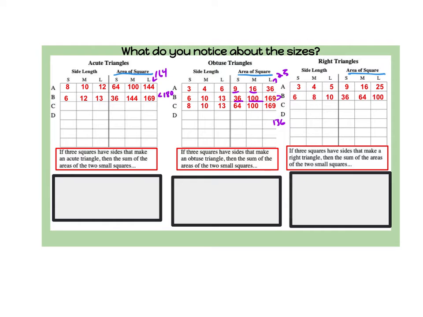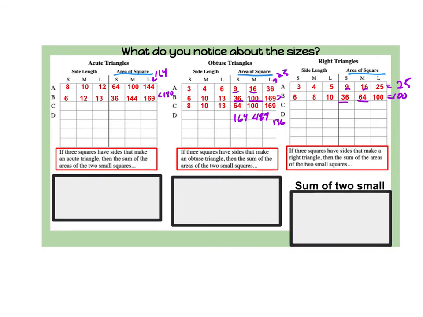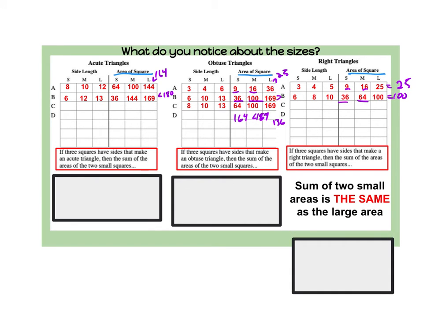And we see the same type of thing with our last one, 164. That is smaller than 169. Just barely, but it is smaller. Then if I look at the right, 9 plus 16, well, that's exactly 25. These things are equal. 36 and 64, that's exactly 100. So here are some ideas that I have for what I noticed. On the right triangle, the sum of the two areas is the exact same as the large.